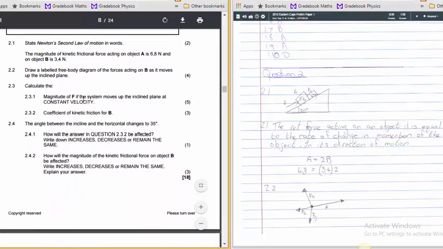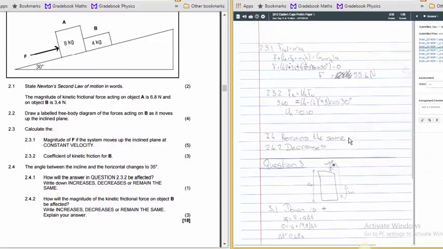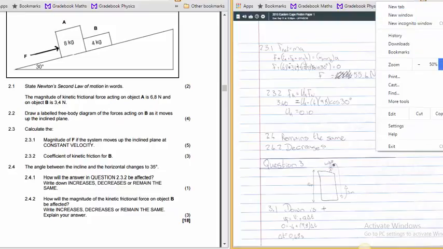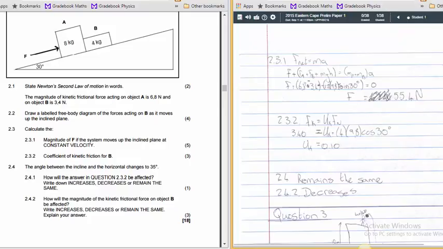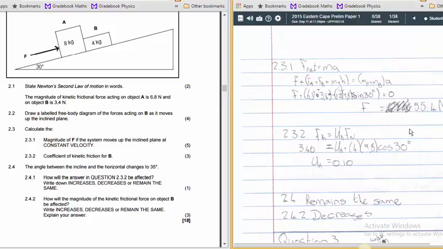Calculate the magnitude of F if the system moves up the incline at a constant velocity. Okay, so this is what this student did. He started with the formula that the net force is equal to mass times acceleration. Very good. And then he worked out the net force, and I'm going to try and figure out what he did here. We can maybe try zooming in a little bit. Okay, there we go.